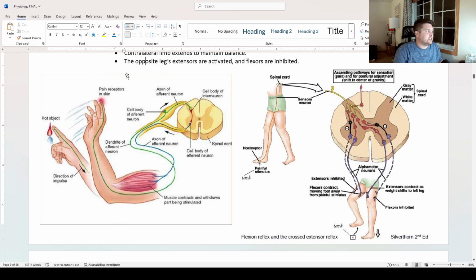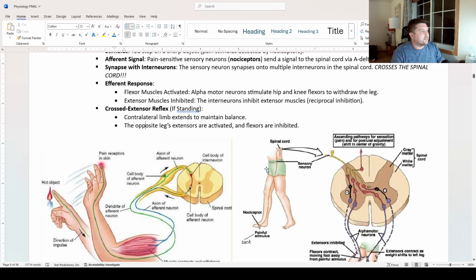And we actually do also see this with somebody getting burned. If you ever see somebody touch something hot, they'll draw their hand away, and their other hand instinctively actually shoots out, kind of protecting them. So it's kind of a cool little tidbit.